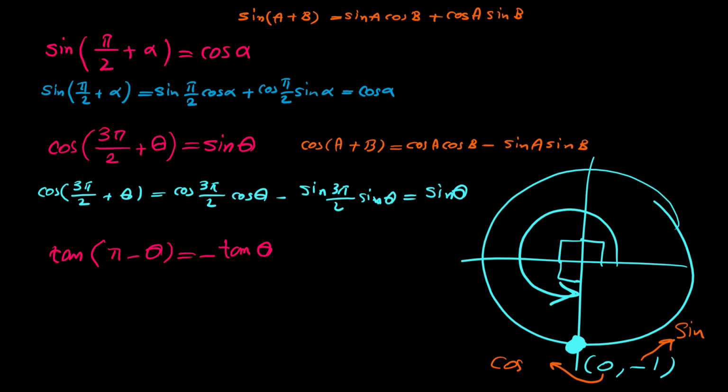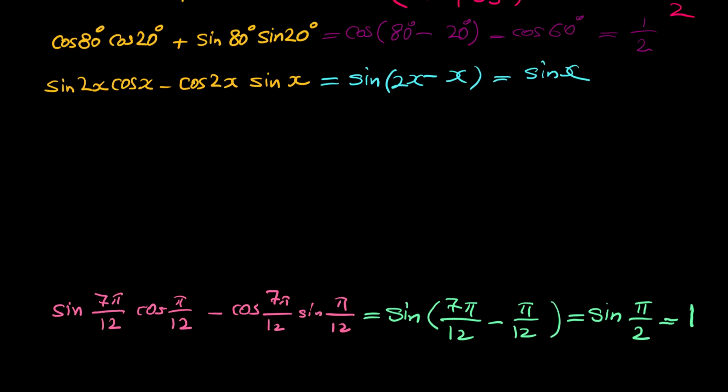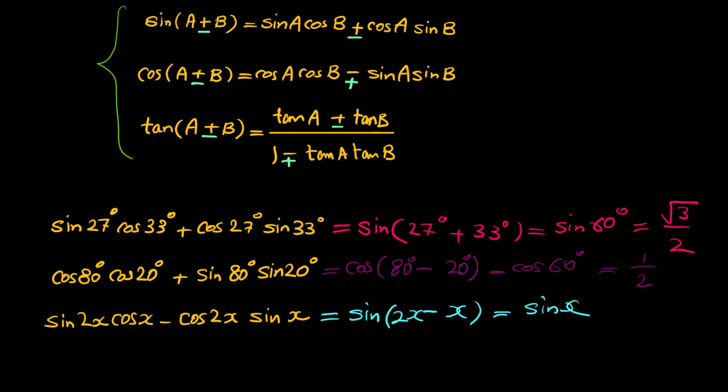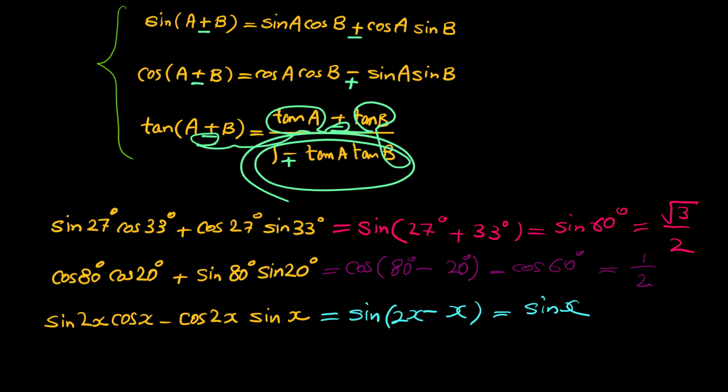Tangent of pi minus theta is negative tangent theta. For proving this, we need to remember the formula for tangent. Let me remind you the formula for tangent. Tangent of A minus B is tangent A minus tangent B over 1 plus tangent A tangent B.